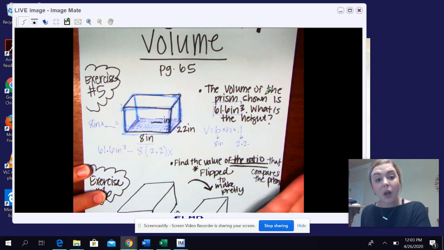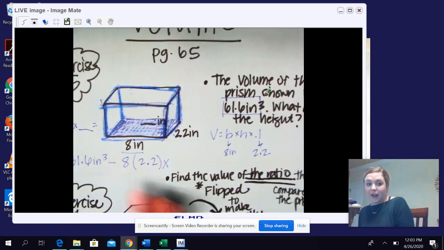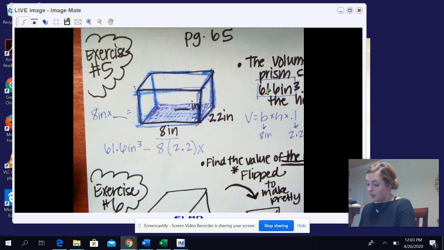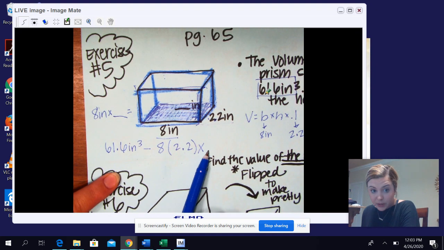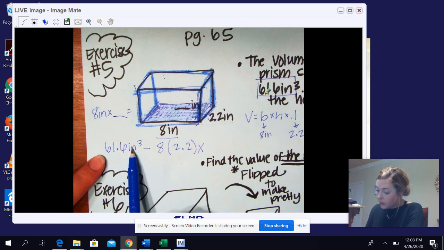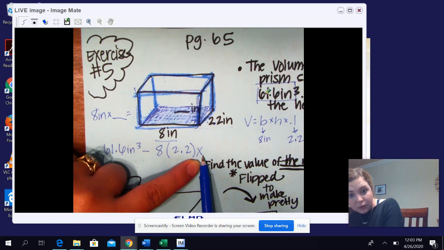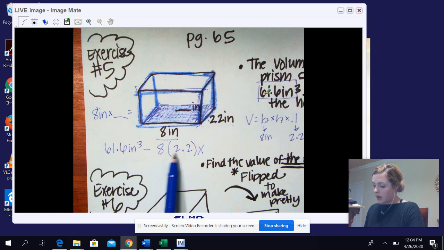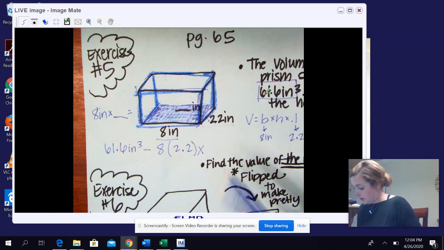I was saying that we will use opposite operations. And if you notice right here, I have where the volume minus the broken down parts that we know and don't know are going to leave us with our answer. Meaning this is the total volume, this is the base, this is the length, and the x is the height that we don't know. And so all I did was write it in parentheses here where 8 times 2.2, and I'm going to solve it on my phone just like you would, and then opposite operations to get x.